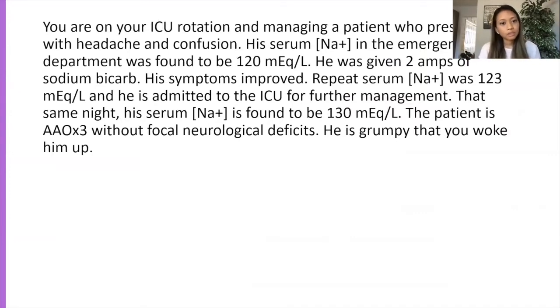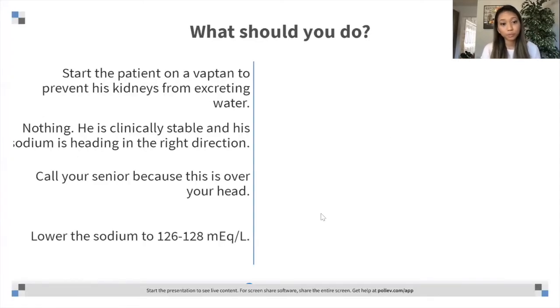Next. So here is a question. You are on your ICU rotation and managing a patient who presented with headache and confusion. His serum sodium concentration in the emergency department turned out to be 120 milliequivalents per liter. He was given 2 amps of sodium bicarb. His symptoms improved. Repeat sodium is 123, and he is admitted to the ICU for further management. That same night, his sodium concentration is found to be 130. The patient is awake, alert, and oriented times 3 without any focal neurological deficits. He's grumpy that you woke him up. What do you do?